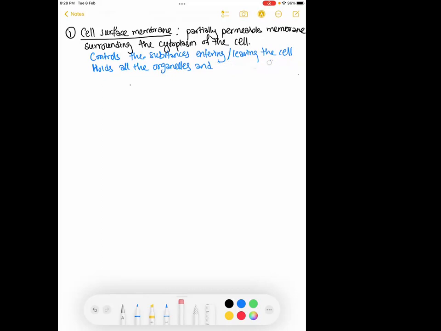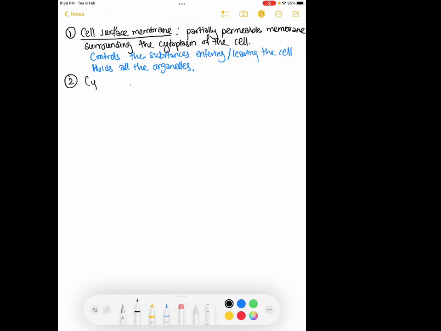Just holds all the organelles would be enough. You're right. It does not really give it a shape. It just holds them together. So the animal cell actually does not have a shape. That's a very good point. The plant cell has a rigid shape. Okay.